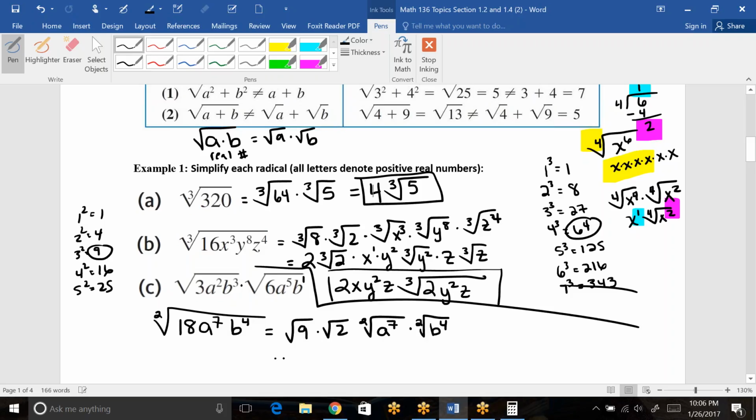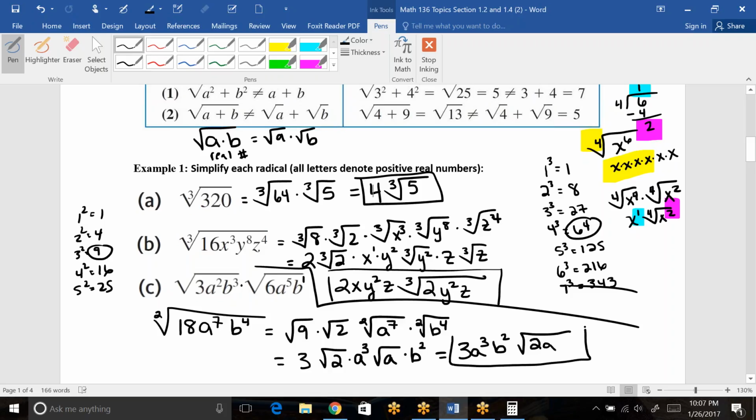Okay, square root of 9 is just 3. Square root of 2 does not break down. 2 goes into 7 3 times completely, so that would be an a to the 3rd on the outside with 1 left over. So that would be a to the 1st on the inside. 2 goes into 4 exactly 2 times, so that would be b squared. My final answer, I have a 3 on the outside, an a cubed on the outside, and a b squared on the outside. In my square root, I would still have a 2 and an a. So there's that one.